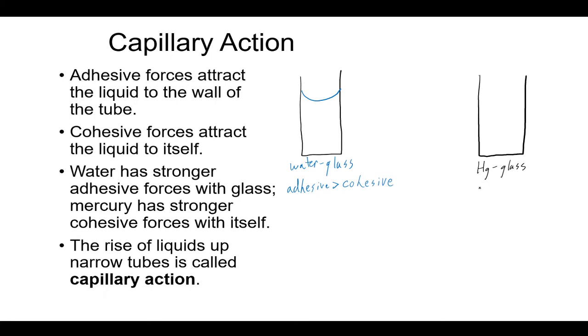And so really for mercury, the adhesive, it doesn't want to get with the glass. There aren't strong forces here. Adhesive is weaker than cohesive. And so here, the mercury-mercury interactions are stronger than the mercury-glass interactions. And so you get this shape for mercury, right? The upward curving meniscus.